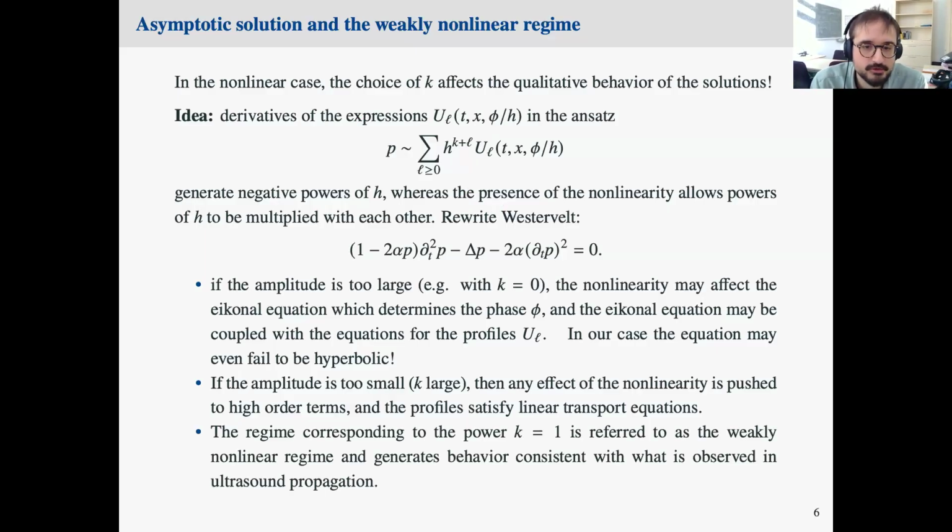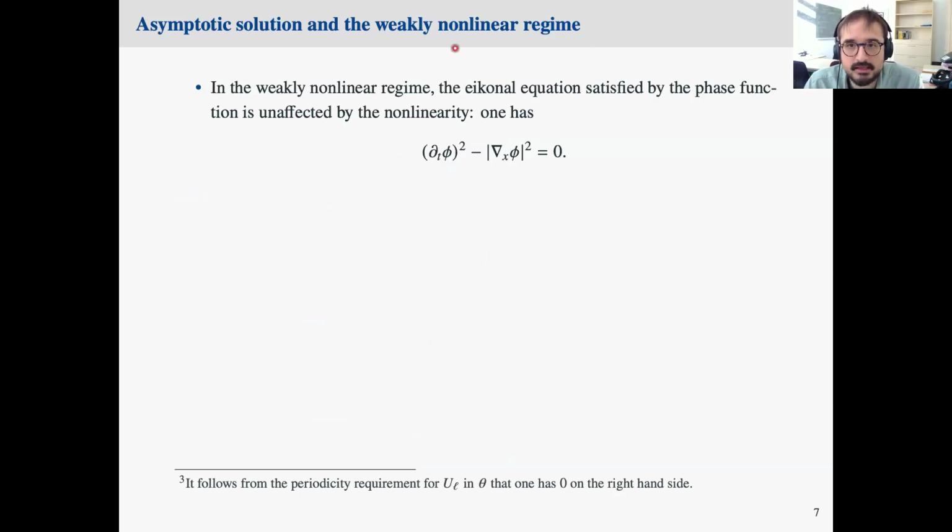So the regime that corresponds to the power k equal to 1 is referred to as the weakly nonlinear regime. This is a traditional term, and it generates the consistent behavior with what is observed in propagation of ultrasounds. So what happens is that in that case, the eikonal equation stays the same. So the geometry of the propagation does not change. And so you can still consider the typical phase function that you consider in the linear wave equation in R^n.